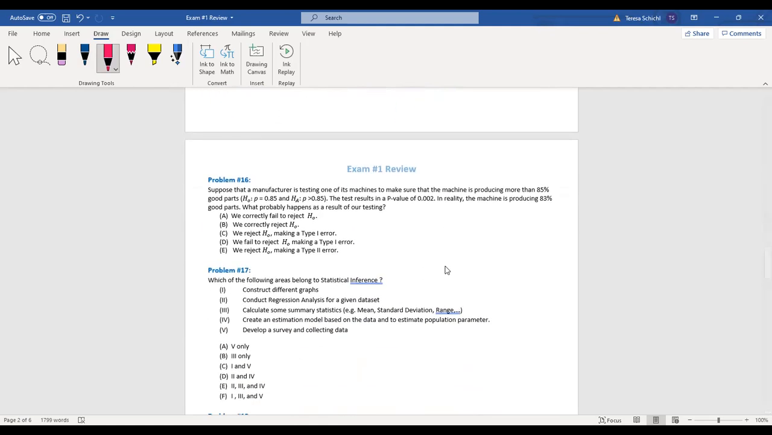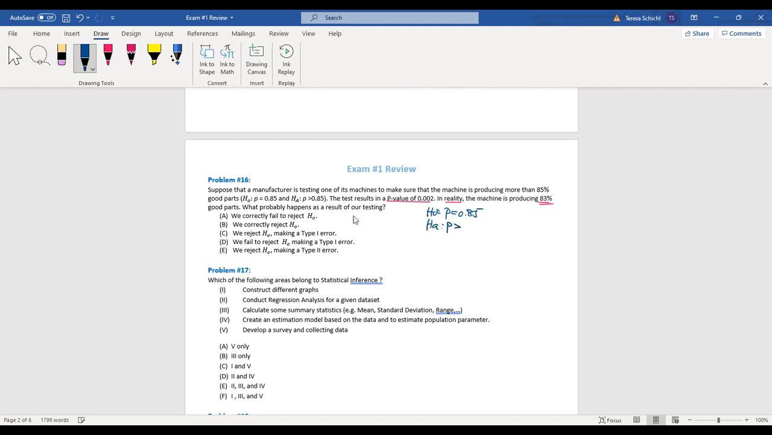So suppose that the manufacturing is testing one of its machines to make sure the machine is producing more than 85% of good parts. So this is the hypothesis. The test result has a p-value of 0.002. In reality, the machine is only producing 83% of good parts. So what probably happened as a result of the testing here? Like we talked about, for this type of problem, let's always write it out, then it will be better.